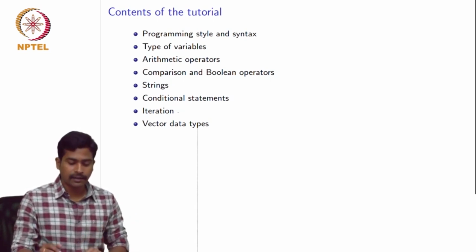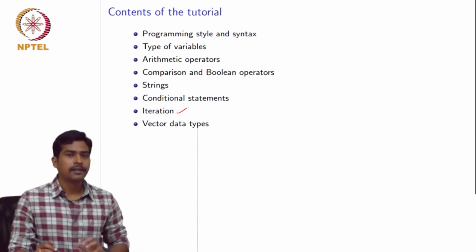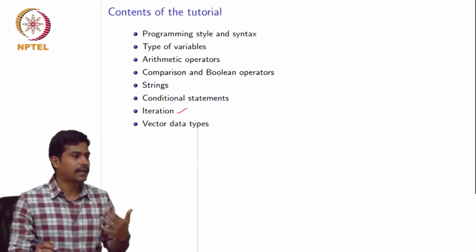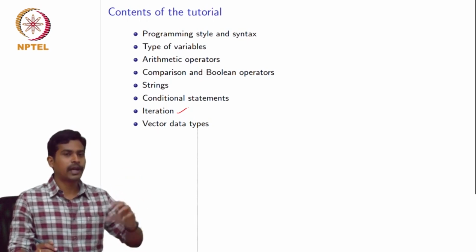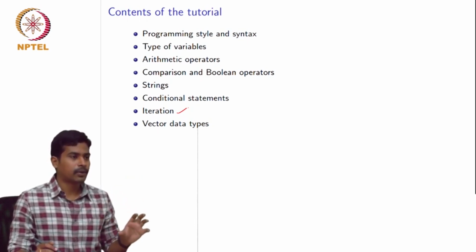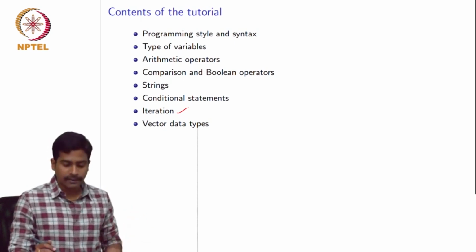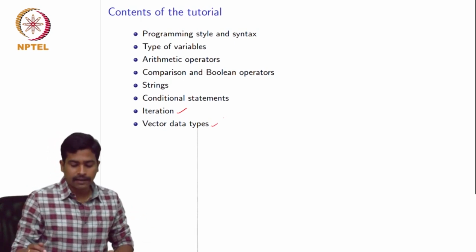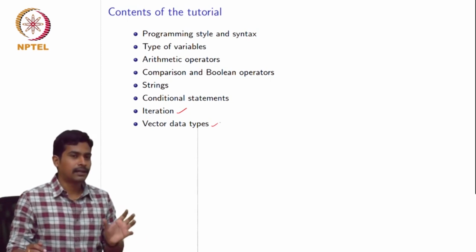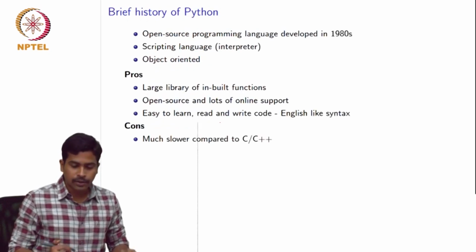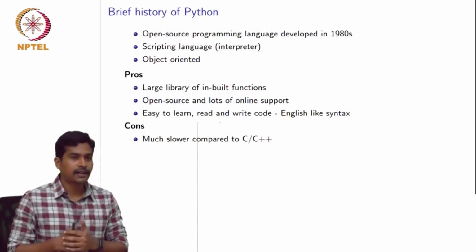and finally the most important thing is iteration, because if you have some computation in your program and you want to do it many times, like 100 times, instead of writing the same code 100 times, you can use an iterative approach like a for loop or while loop to do it a number of times. And finally, we will see vector data types, which is like an array to store similar types of data. Okay, so now let's go into some brief history of Python.